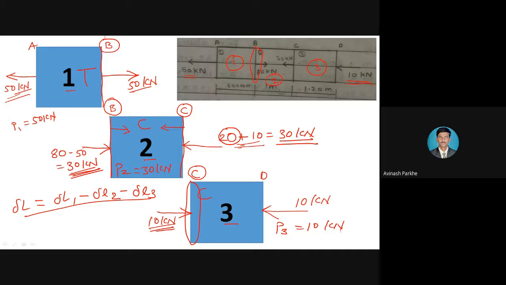Like that, we have to resolve the forces and we have to give the separate effect to each and every section. So for section number 1 and section number 3, there is no any problem. Very simple.